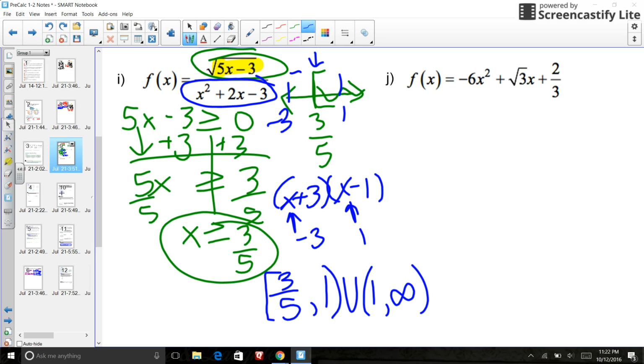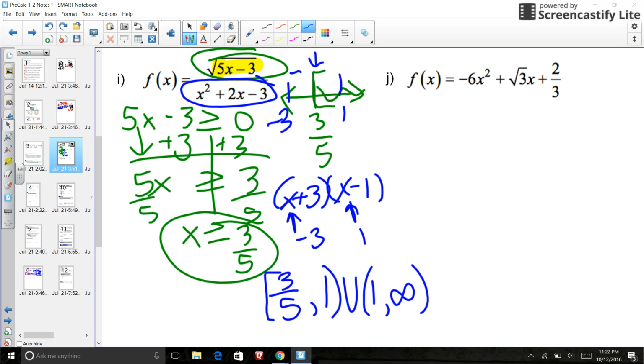Let's look at J. All right, no fractions. Oh, I love it when there's, well, there's 2/3, but there's no x's in the bottom. And is there anything, any square roots? Yeah, there's a square root of 3, but is the x under the square root? The answer is no. So therefore, is there anything that's going to mess up our x's, that x can't be? The answer is no.